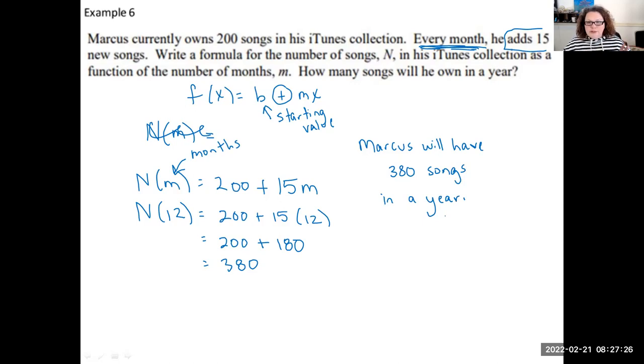Now, in the previous discussions for this section, I have not made you write sentences other than the one about the police officers. From here on, we will be writing sentences for every one because they're word problems at this point, and so we can discuss what's actually happening. So I would need to know from you what's happening. You need to be able to answer the question: how many songs will he own in a year? He will own 380, and I need a timeline, in a year.